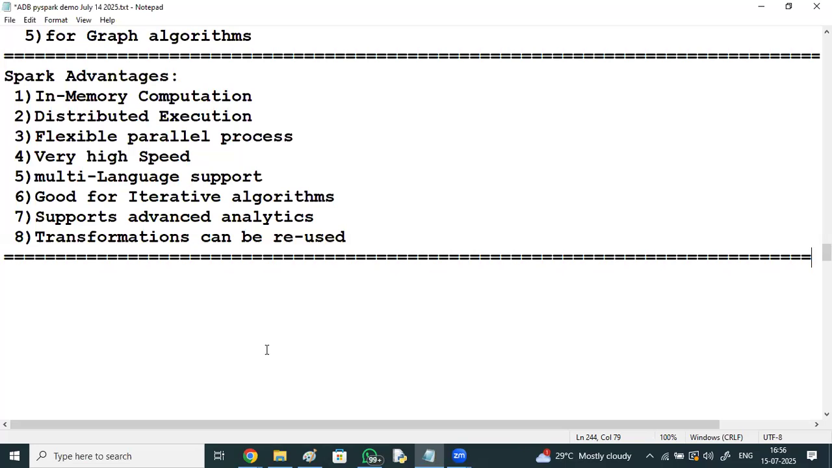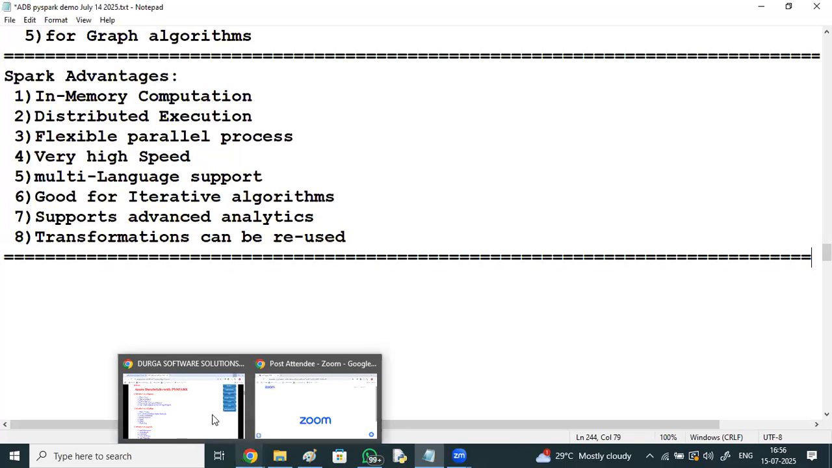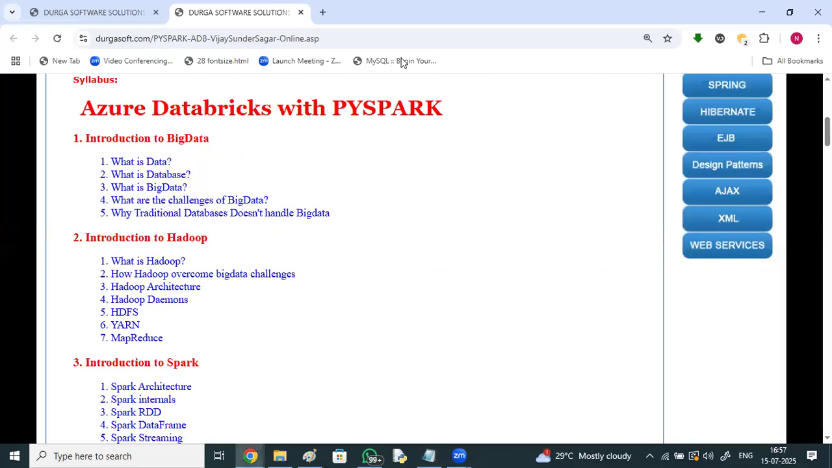You can check this course content, right? Tomorrow also everyone can attend the session at the same time using the same link to see more discussion on how this Spark data processing is going to happen. That I'll be briefing you tomorrow.